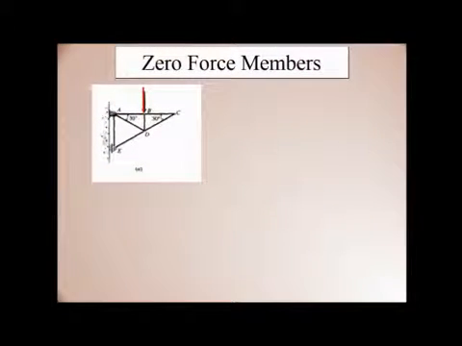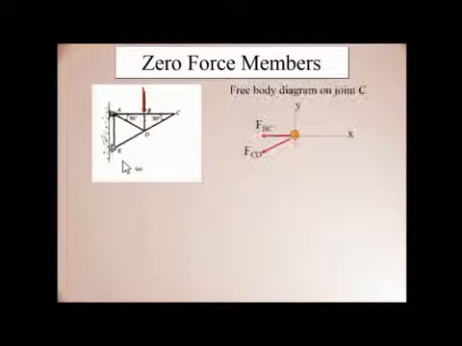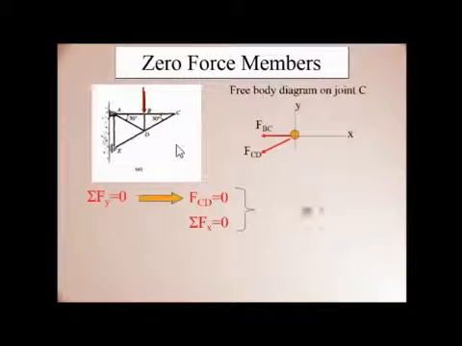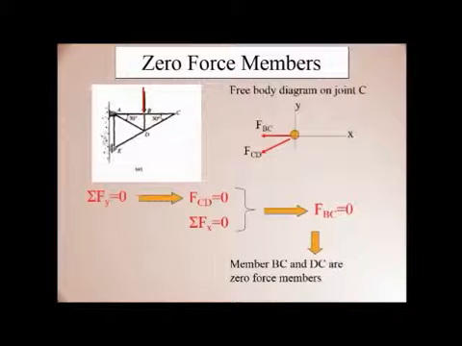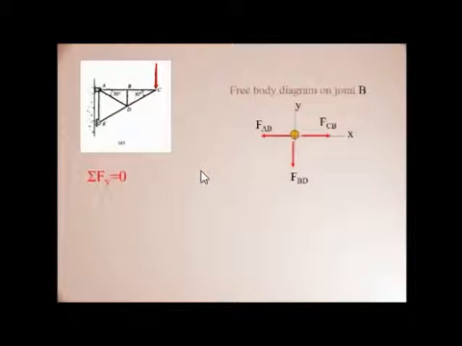Now talking about zero force members, look at this diagram. This is a triangular truss, fixed horizontally to the wall. Similarly in this case also, first of all we start from a point where we have the minimum number of variables. So we start from C. We go for Fy equals 0, then we get Fcd equals 0, and Fx equals 0 implies Fbc equals 0. Similarly the members BC and DC are zero force members. This shows that the members BC and DC are zero force members. That means no force, tensile or compressive, is acting on them. They are experiencing totally zero force.